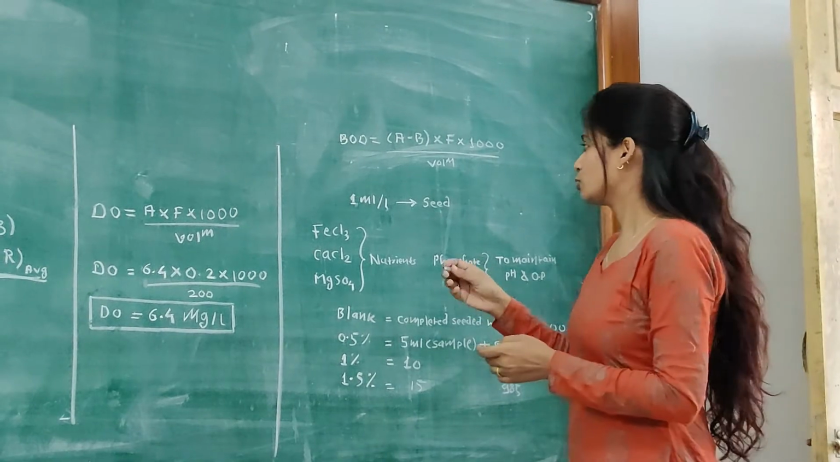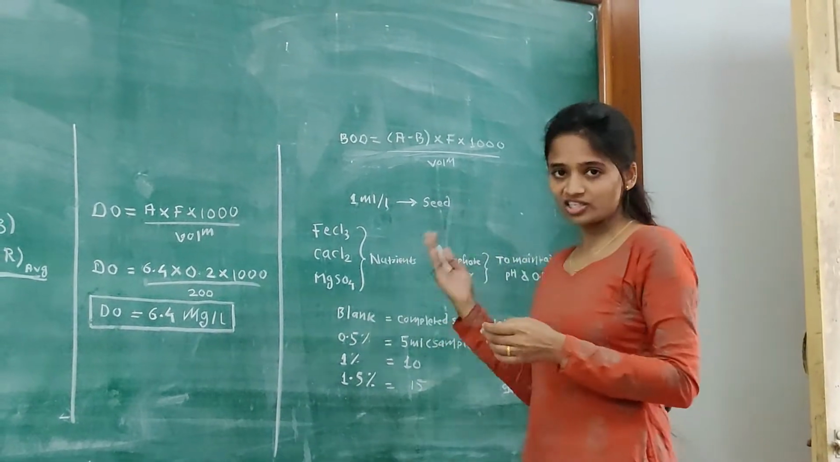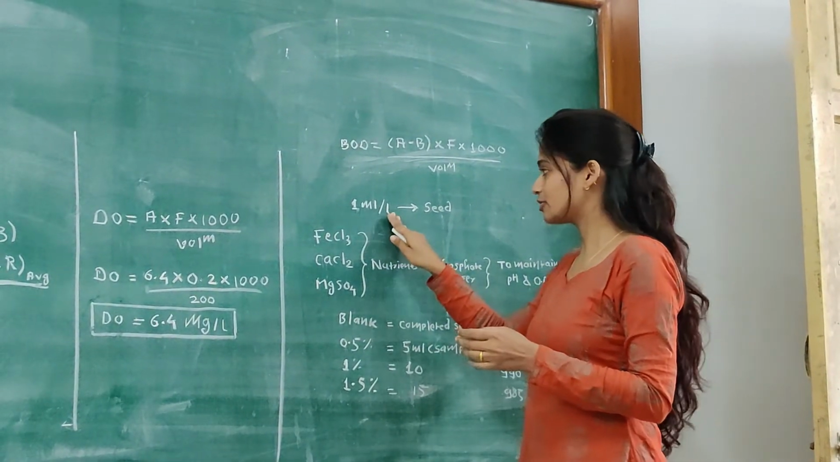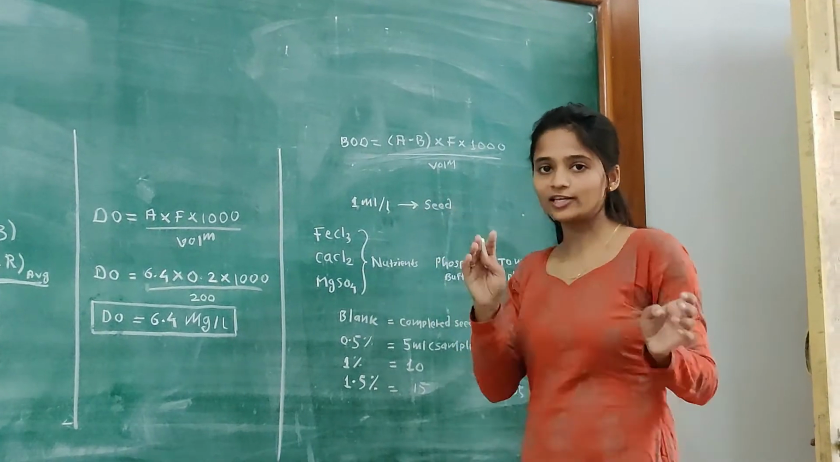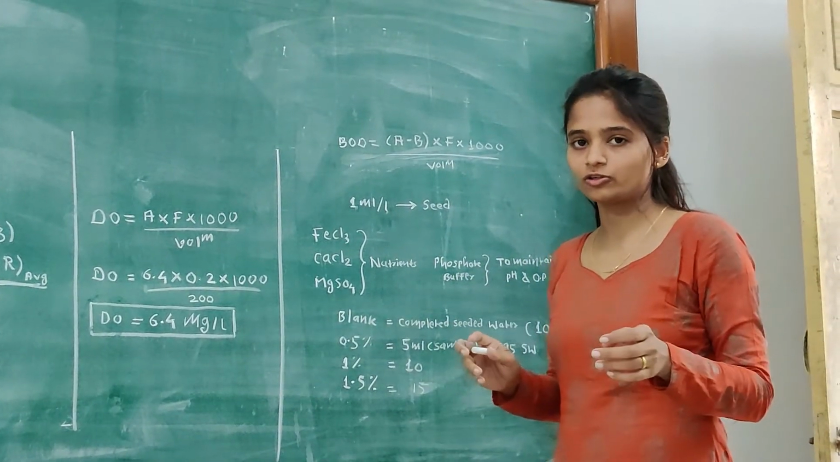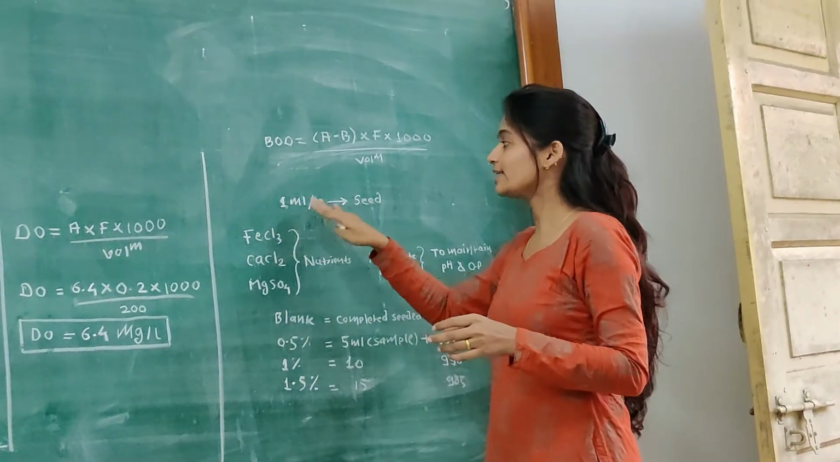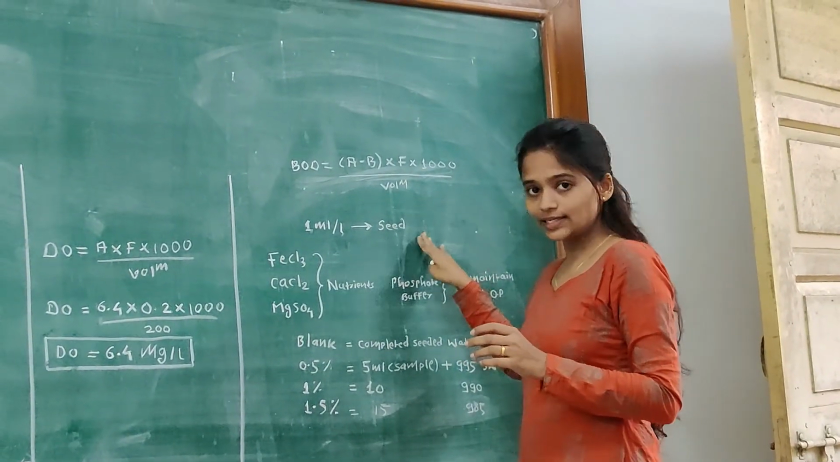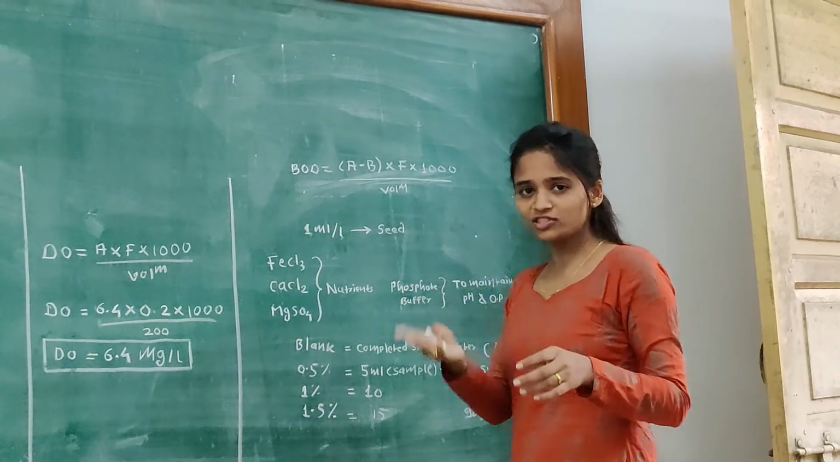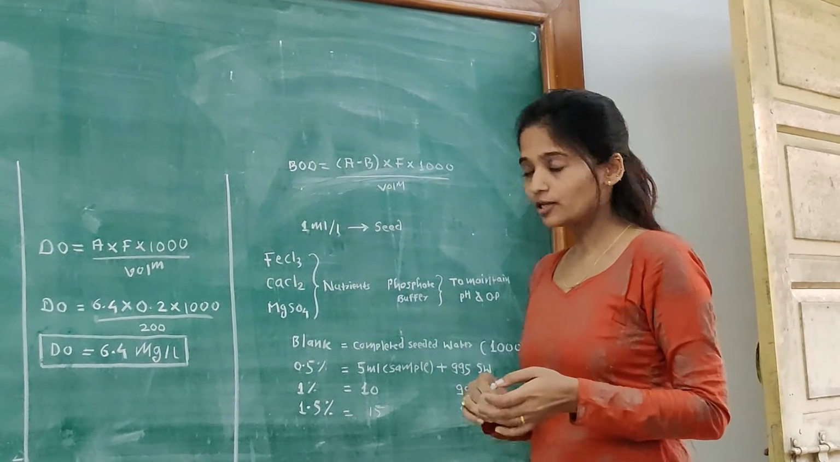We can either add sewage, 1 ml per liter of that distilled water. Suppose we are taking 10 liters of distilled water, so we will have to add 10 ml of this seed, either sewage or even soil. You can add even soil.